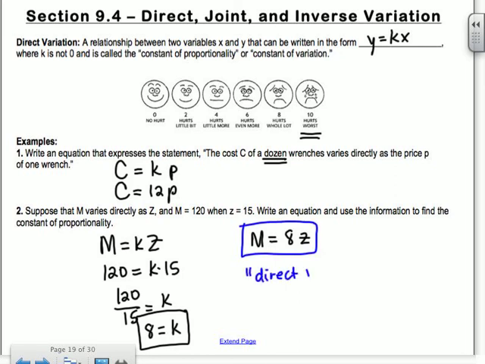Direct variation equation. I'll ask you that a lot on your homework. Like, what's the direct variation equation? What's the inverse variation equation? A lot of times I'll ask you to find other values. So I'll say, well, what happens if M is 200? What is Z then? So you'd have to find the new answer.